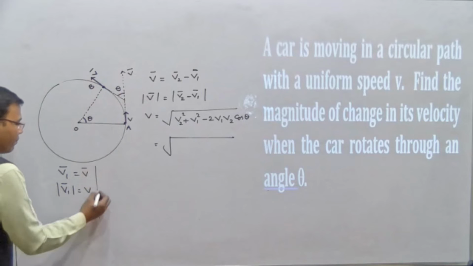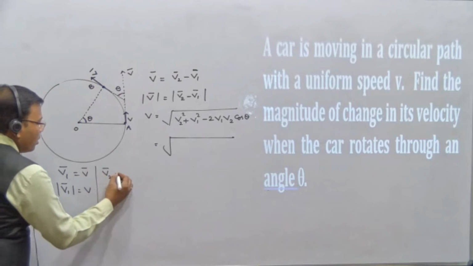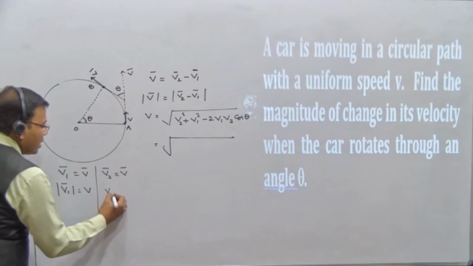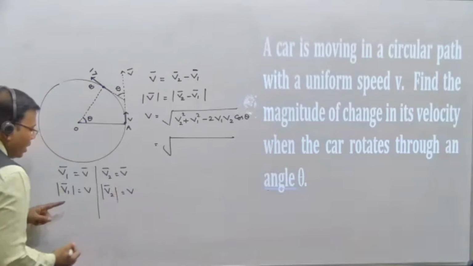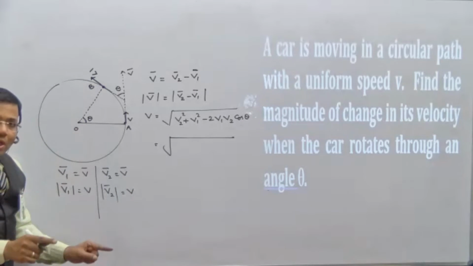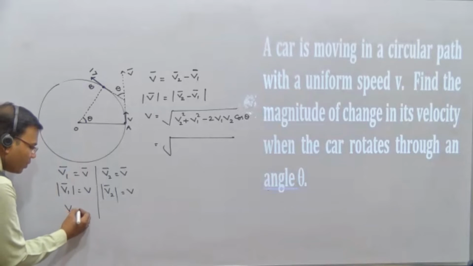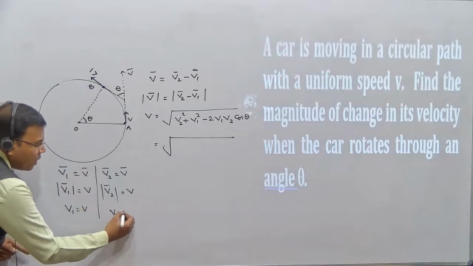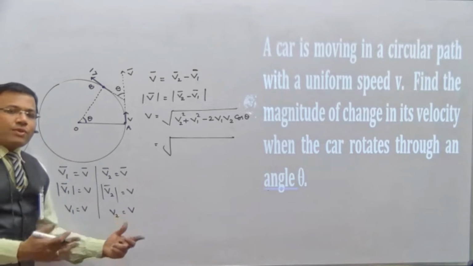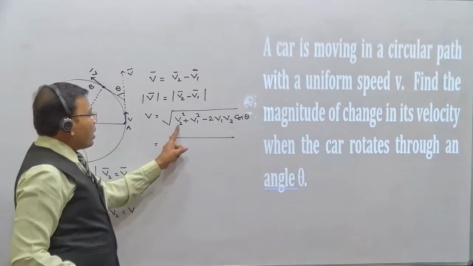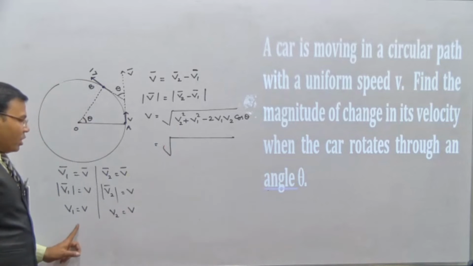Now in the same way, what is v2? That is also v. If I take the magnitude of this v2, that is also v. So writing that modulus sign, or just you can write v1 as v and v2 as also v. It all means the same what I have written here in different forms. Now students, what is v2? V2 is v, v1 is also v.